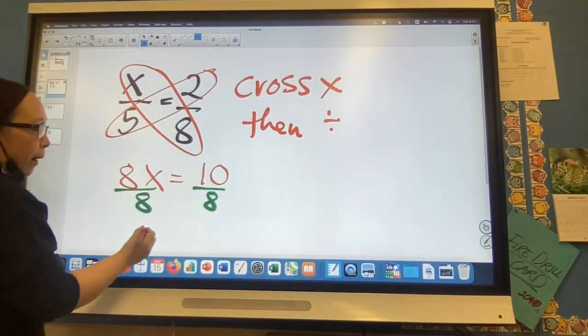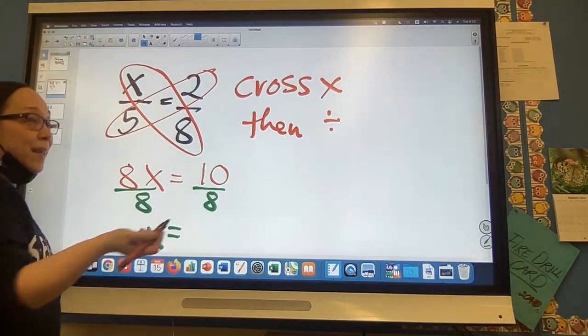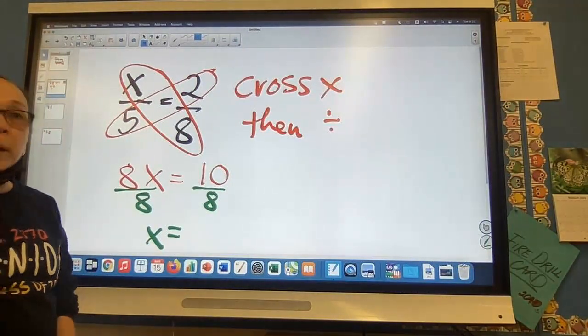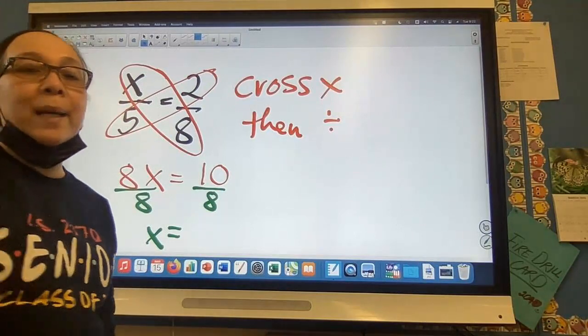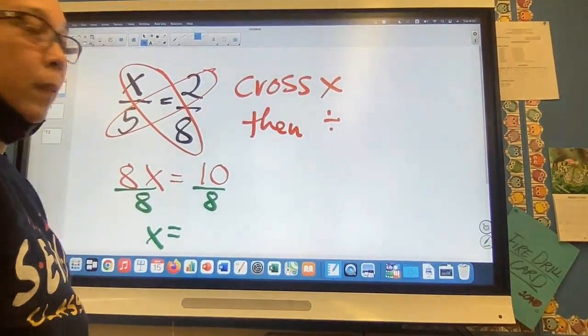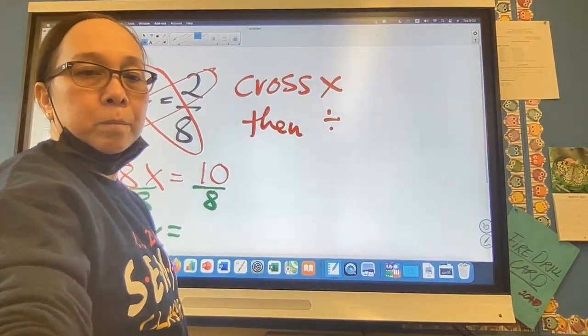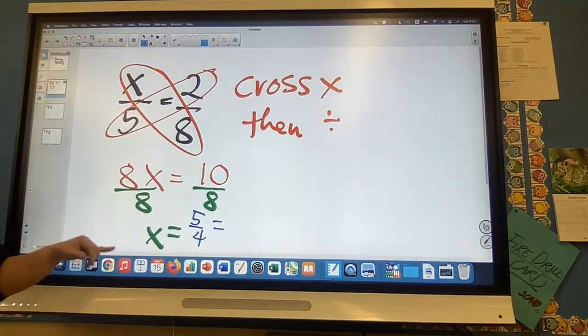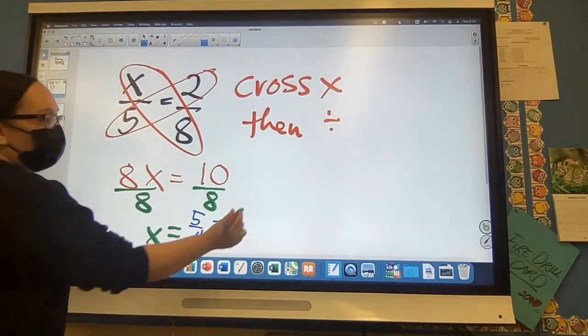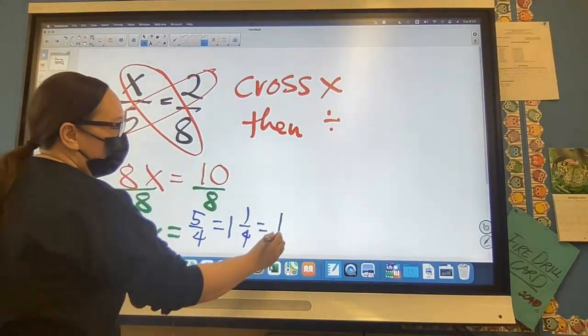So therefore our x is what? 10 divided by 8 is what? 10 over 8 is what? In simplified form, in fraction form, or in decimal form. Say again. Give me a second. So 5 over 4 is 1 and 1/4. Or it is 1.25.